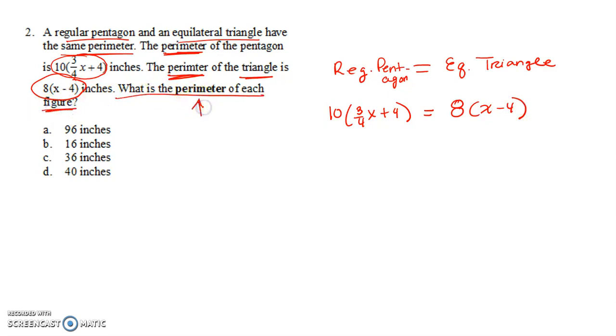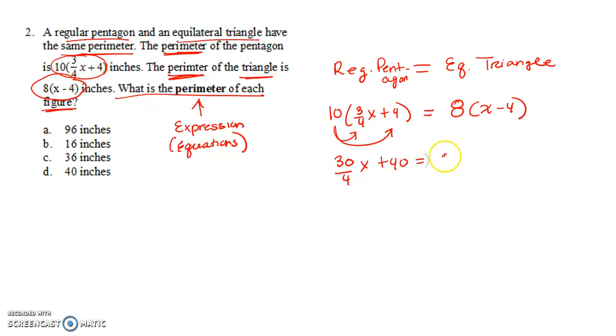What does the perimeter represent? So we answer the question correctly, the perimeter of each figure is the expression, or in other words, our equations. It does not represent x. So let's go ahead and solve. Use the distributive property to simplify. We have 30 over 4x plus 40 equals 8x minus 32. Okay, so distribute.